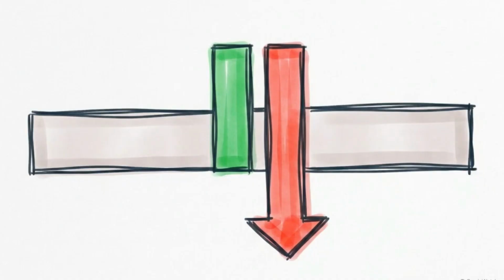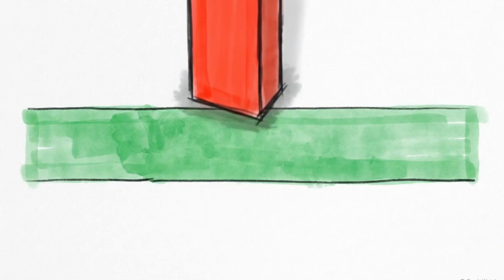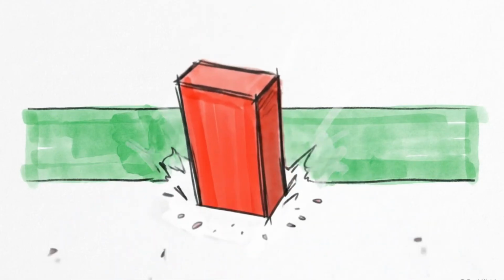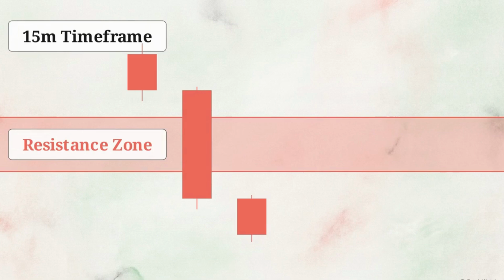In many setups, price should bounce off this zone. However, we are looking for instances where price runs through the level and fails to close back inside it. When price breaks through with this much momentum, the zone transitions. It is no longer a support area. It has flipped into a resistance level.